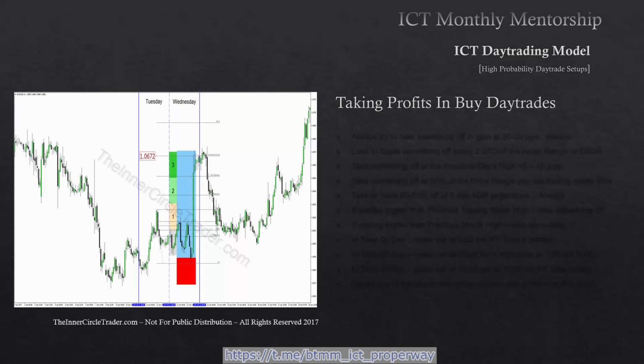Whatever that price is, that's what your stop loss has to be. Taking profits in buy day trades. Okay, you're always going to try to take something off in gain at 20 to 30 pips. Always do this in London.